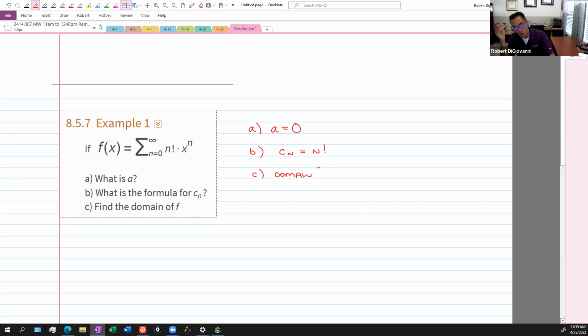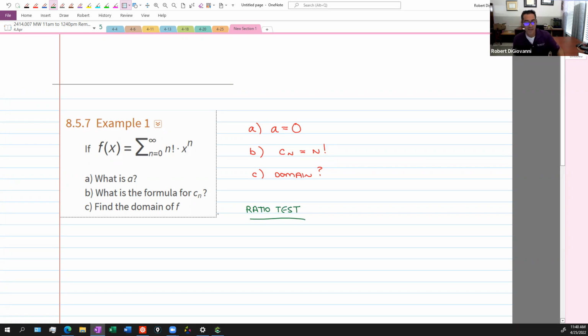Here's what we're saying. If I'm asking you for the domain of this function, and this function is a power series, then I'm asking you to figure out what makes this converge. I'm going to have to figure out what x's make it converge. So I go to our previous section and ask, how do I figure out whether a series converges or diverges? Let me try the ratio test.